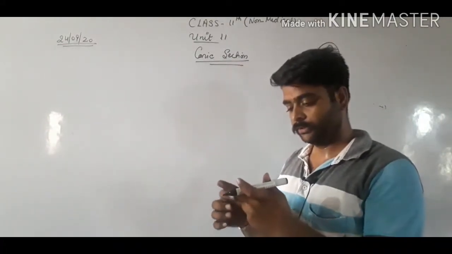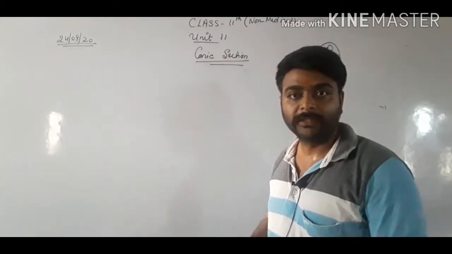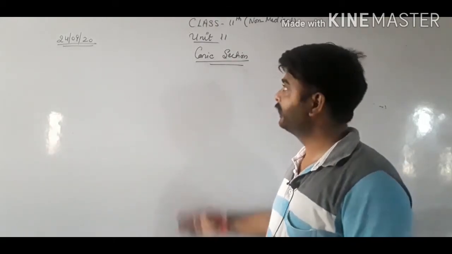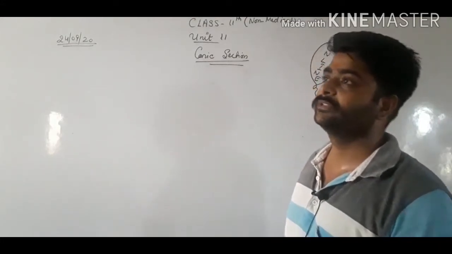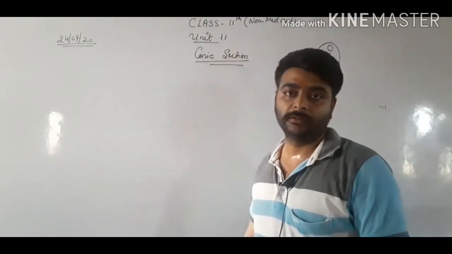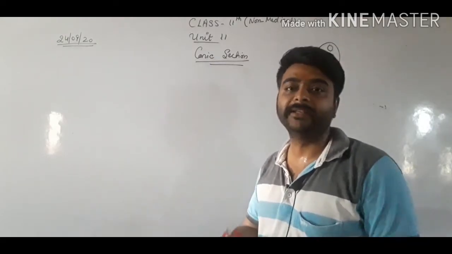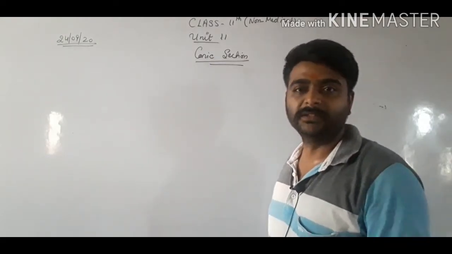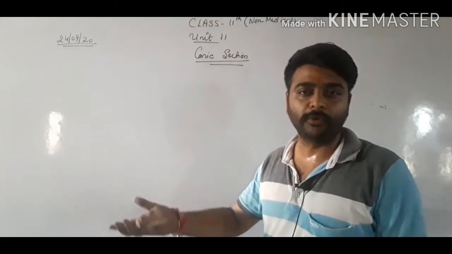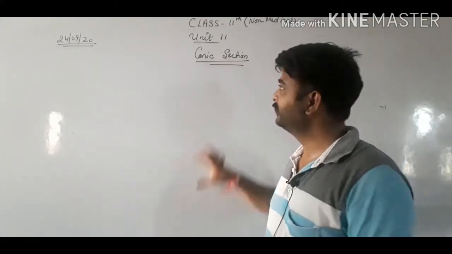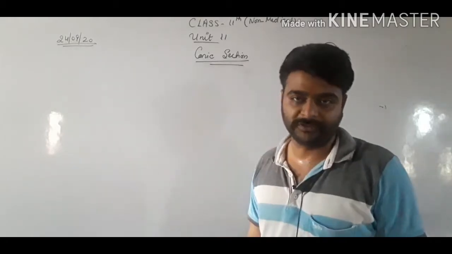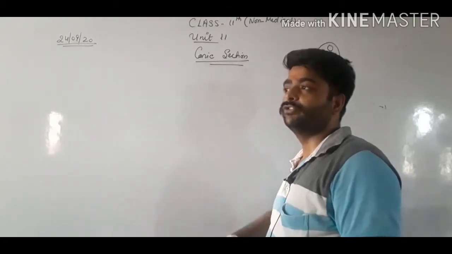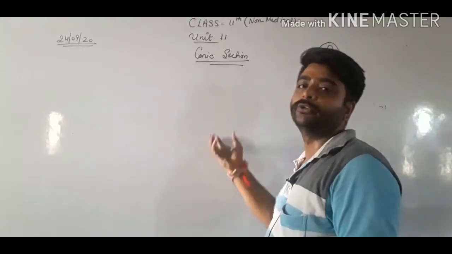Now class, we are going to start the class 11th mathematics. Chapter name is conic section. That is the 11th chapter. So conic section means particular geometries, you can say circle is there, an ellipse is there, hyperbola, parabola, all these figures are represented in the form of equations, and that particular equation we are going to frame out or we are going to solve it.